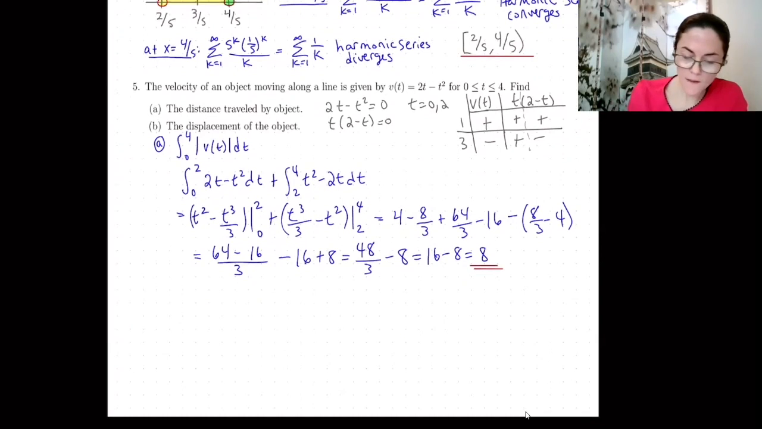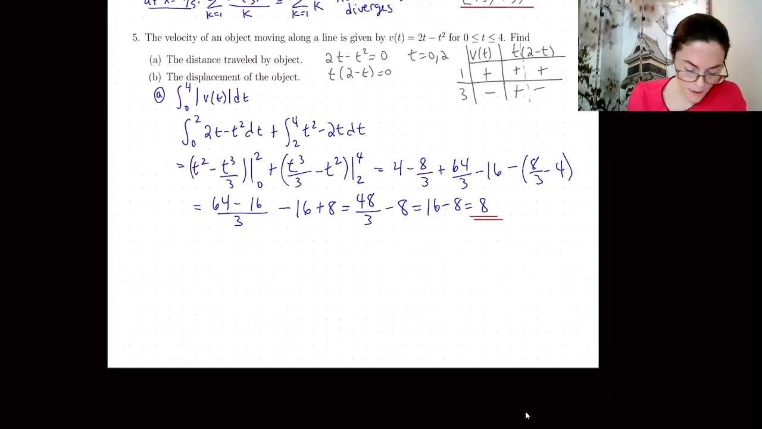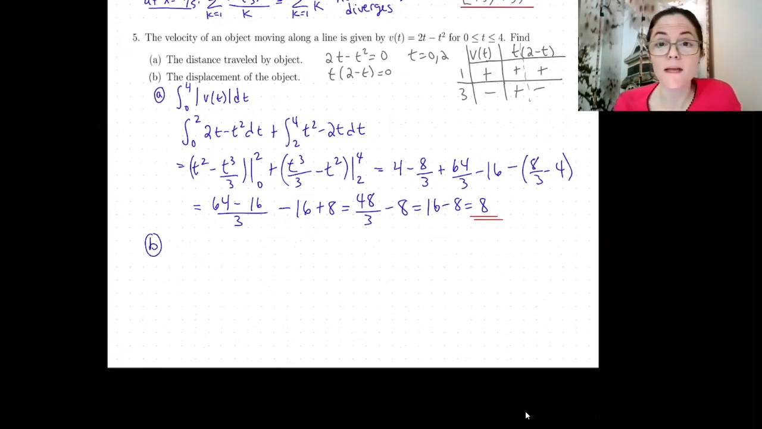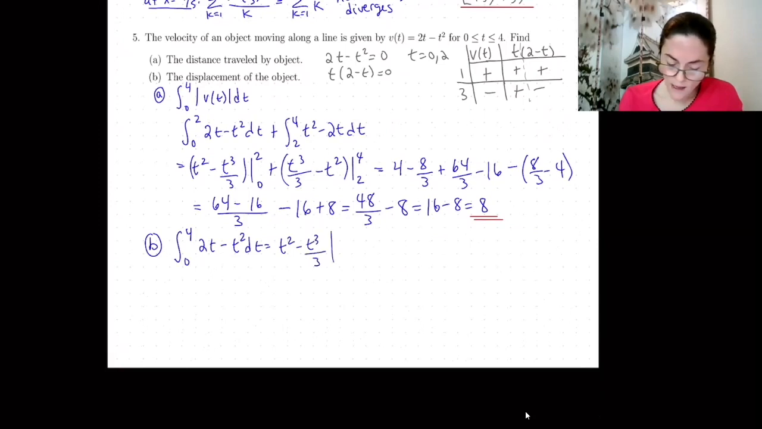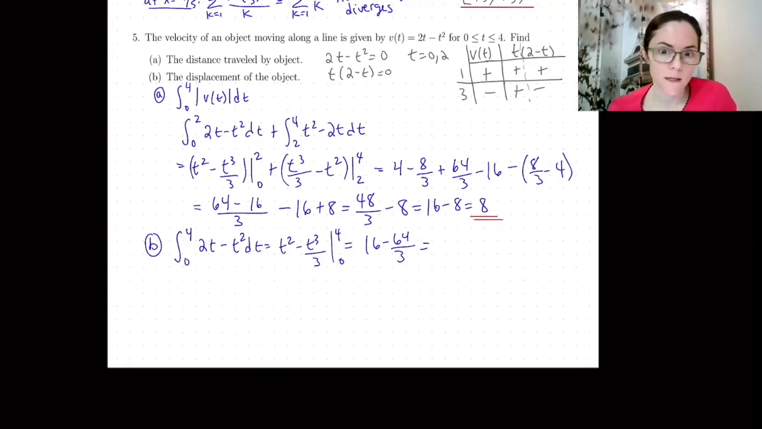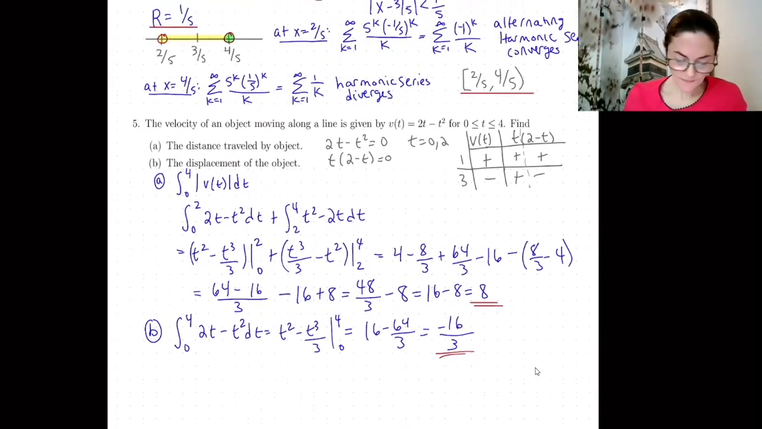Now for part B, and this part takes fewer steps, because for the displacement, which is just the shift in position, we just integrate the function. So we integrate, no absolute value needed here. Again, we have t squared minus t cubed over 3 evaluated between 0 and 4. In fact, we've already evaluated this at 4 above, but we can do it again. We get 16 minus 64 over 3. And then when we subtract off evaluating at 0, we get 0, so negative 16 thirds.